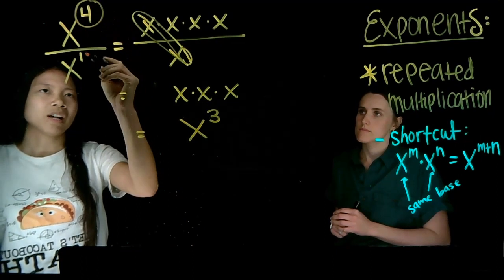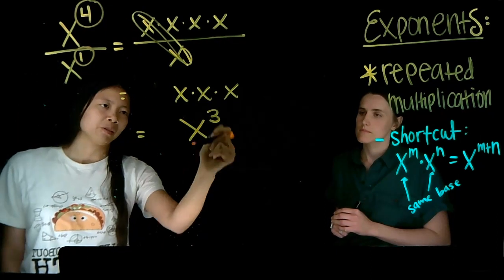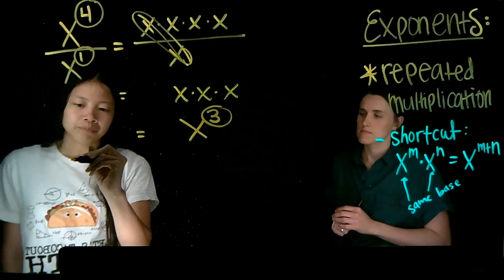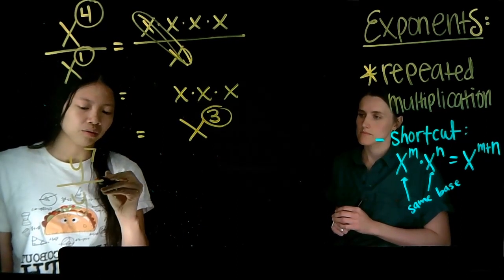Notice here we got 4 on top, 1 on the bottom, and we ended up with an exponent of just 3. What if we had y to the 7th over y to the 3rd power?